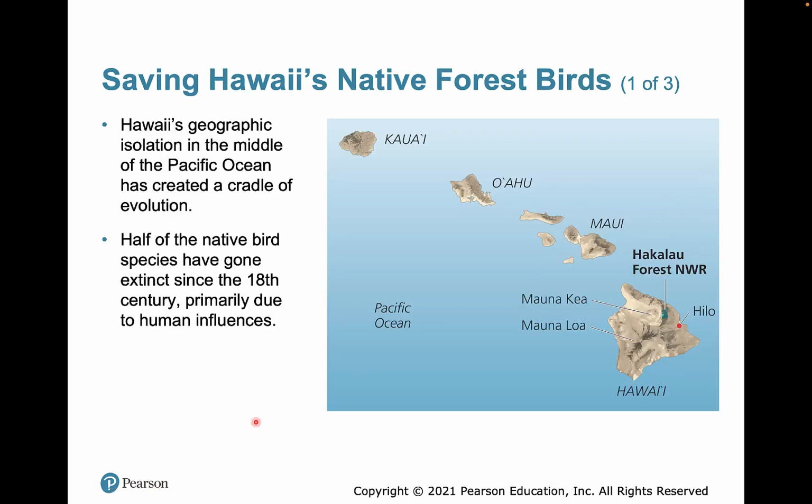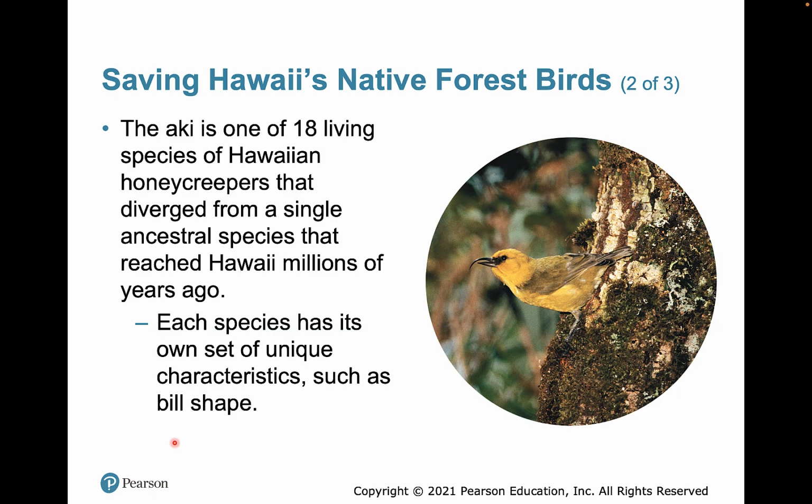So when we look at evolution, we can look at the Hawaiian Islands. The Hawaiian Islands are in the middle of the Pacific Ocean and have been a really good case study for evolution happening in a natural way and then the impacts that humans can have on evolution. As a result of human influences, about half the native bird species have gone extinct on the islands of Hawaii. So it's unfortunate, but we have a way to study it.